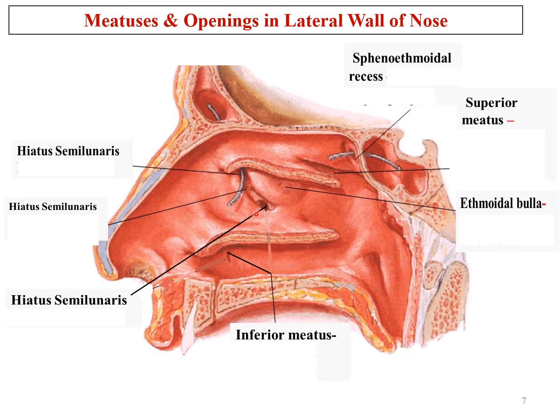Then in the maxilla, just lateral to the nasal cavity, we have the maxillary air sinus. So the 4 bones where paranasal air sinuses are present are frontal, ethmoid, sphenoid and maxilla. All these are going to open along the lateral wall of the nose in the meatuses.